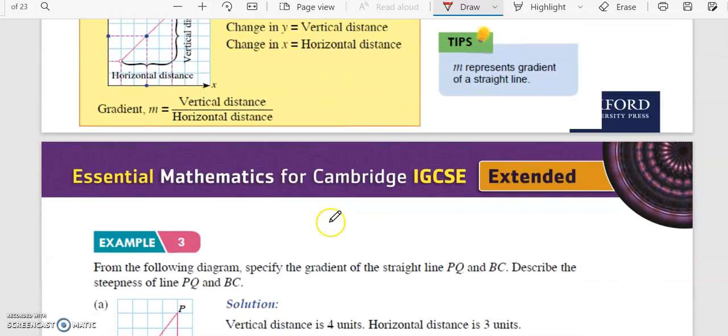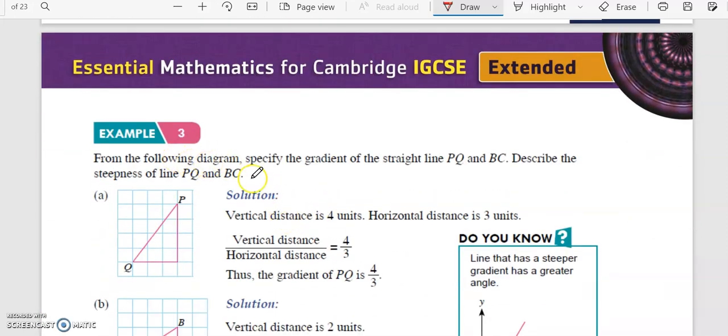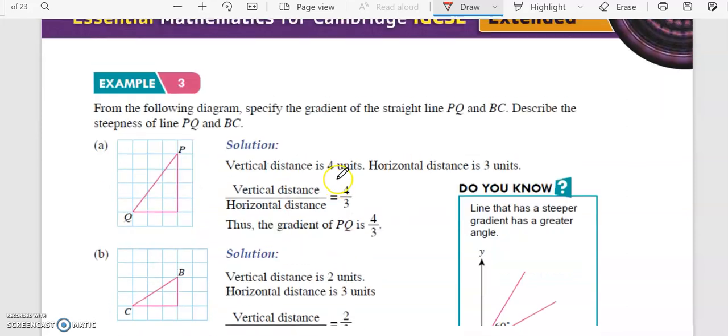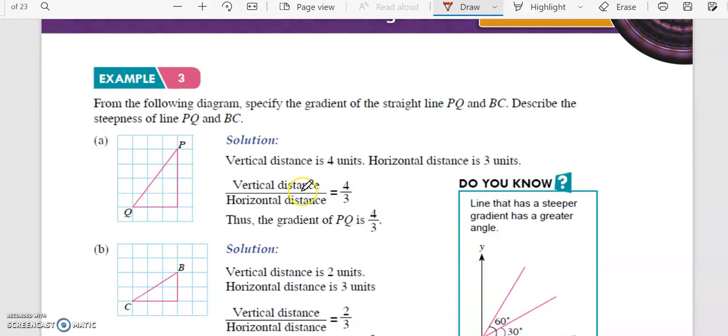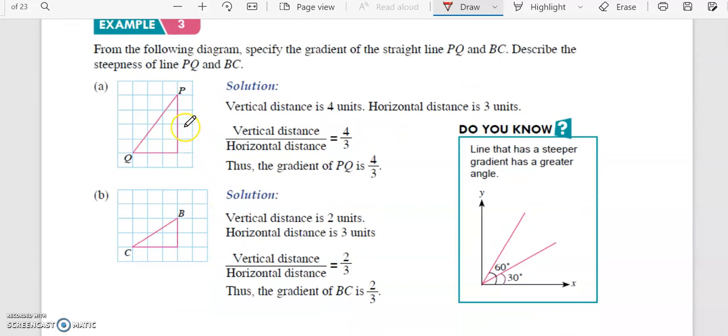Okay. So next we go to example 3. From the following diagrams, specify the gradient of the straight lines PQ and BC. Describe the steepness of lines PQ and BC. Okay, the vertical distance for A is 1, 2, 3, 4. We have 4 units here. Okay, 1, 2, 3, 4. And then the horizontal distance, we have 1, 2, 3 units. So the gradient of PQ is 4/3.